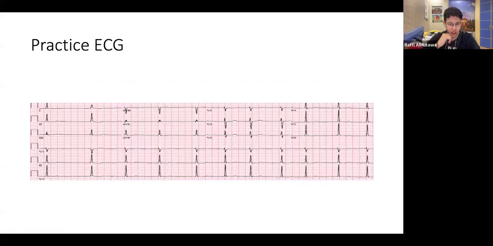What about this one over here? What do you guys think this is? Oh wait, I compressed it. That was the evil thing I did. I just realized the evil thing I did here. I compressed it. Okay, no P waves.